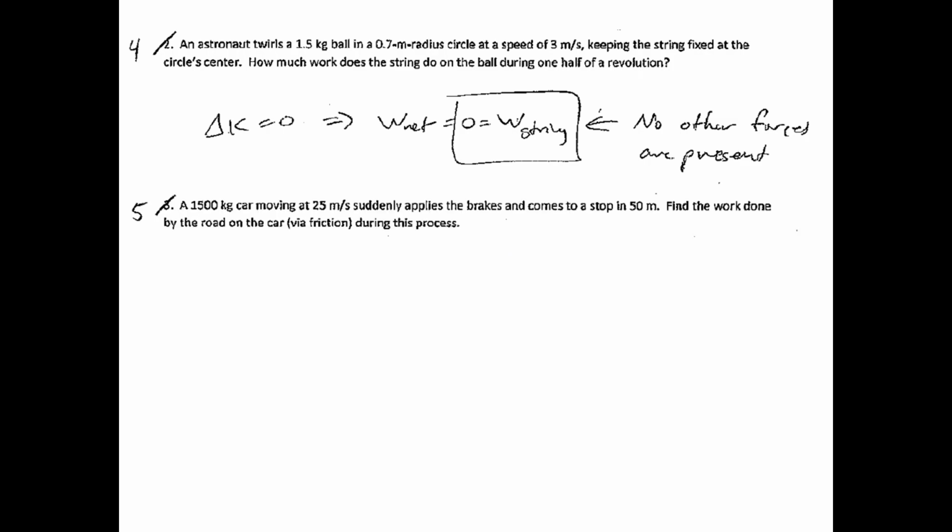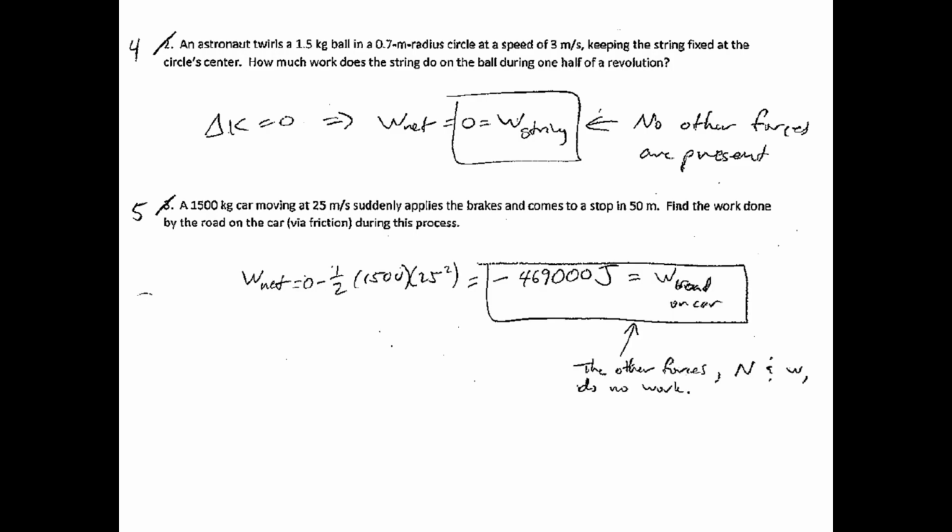Okay, problem 5. A 1,500 kilogram car moving at 25 meters per second suddenly applies the brakes and comes to a stop while moving 50 meters before it comes to a stop. Find the work done by the road on the car via friction during this process. So the road is pulling back on the car, it's actually stopping it. Again, we can apply the work kinetic energy theorem, the net work done, which is the work done by the road on the car. There aren't any other sizable forces that are doing work on the car.